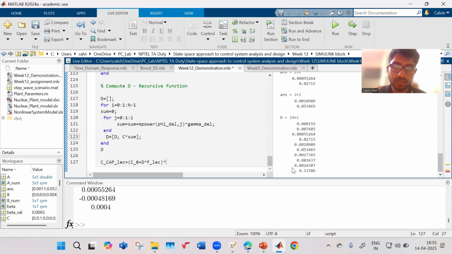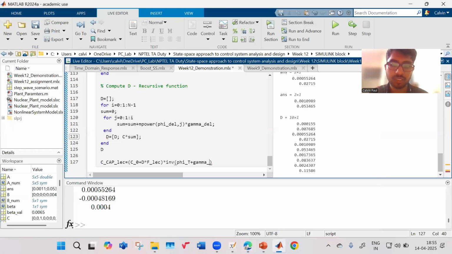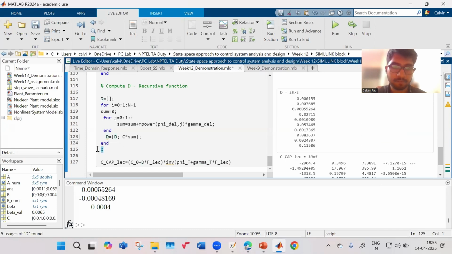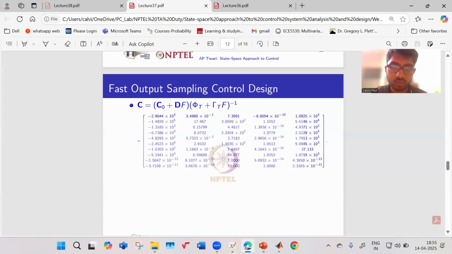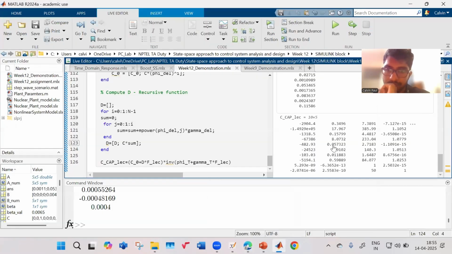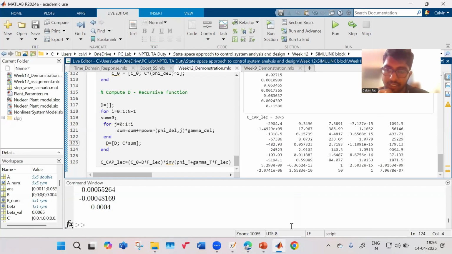Inverse of phi t plus gamma t into F lecture. So let us see what our C cap lecture is coming out to be. So C cap lecture is minus 2904.4. Okay, minus 0.3496. Yes, 7.3891 and so on. Okay, 50 and 1 is there. It is correct. So this is our C cap lecture.